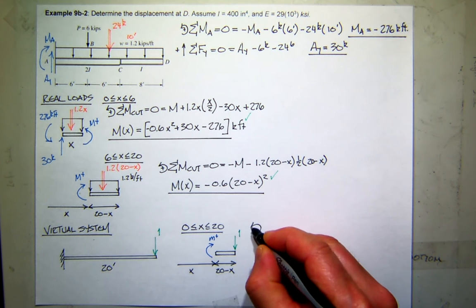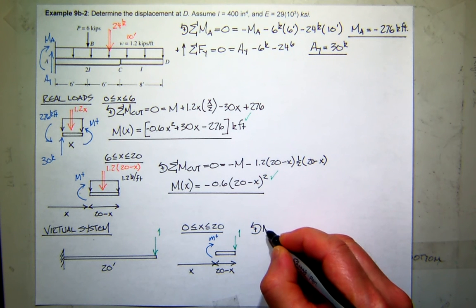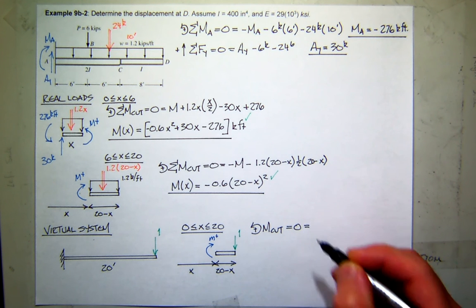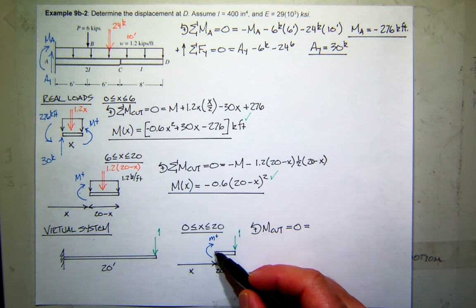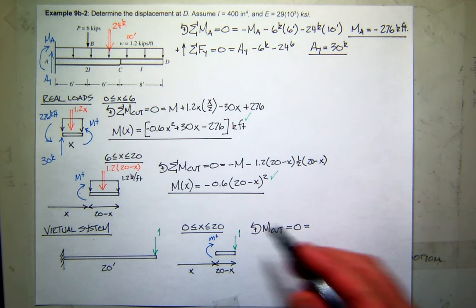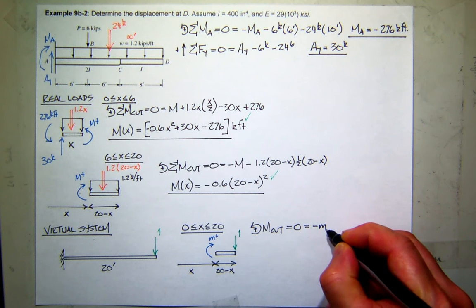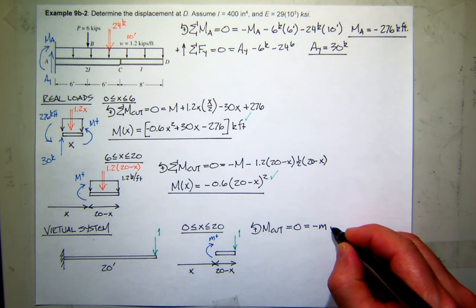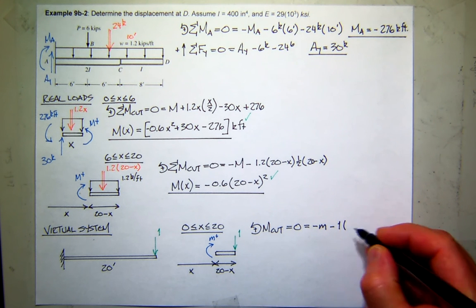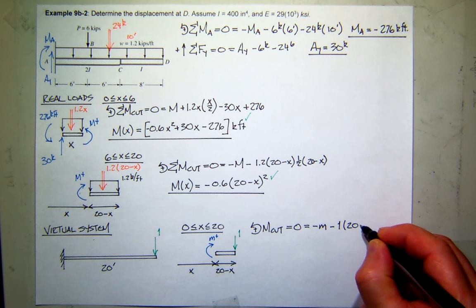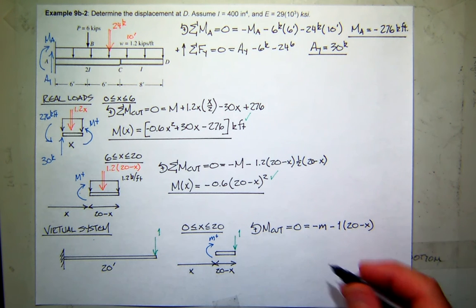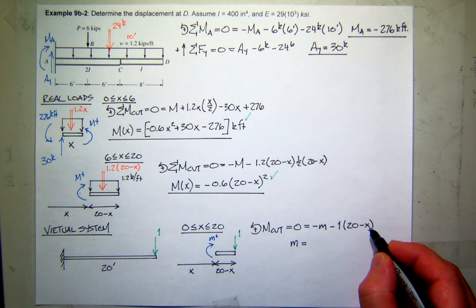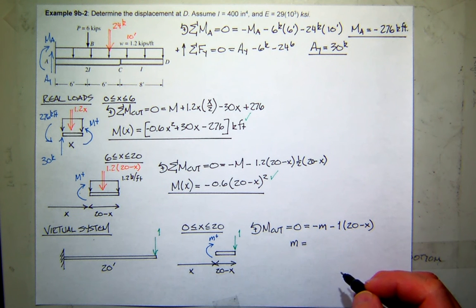So if I sum moments at the cut, make sure it's in equilibrium, what do I have? Well, I have my internal moment. Is that positive or negative? That is negative. And then about the cut surface, the virtual load also creates negative moment. The force is 1. The distance is 20 minus x. So my virtual moment is equal to, if you run the minus sign through, x minus 20.